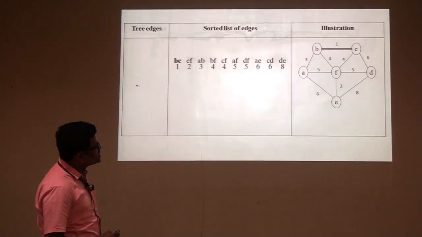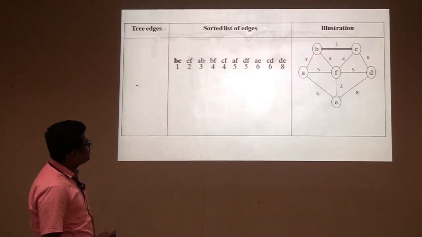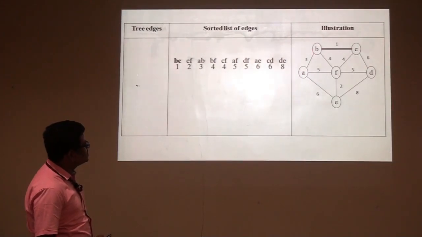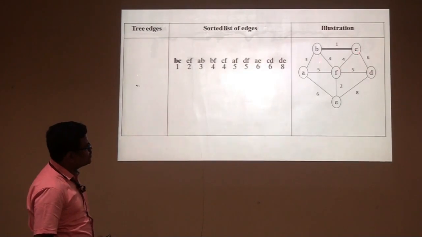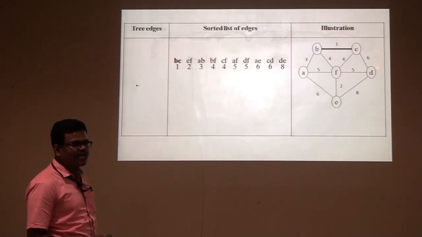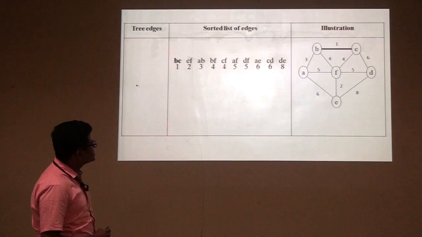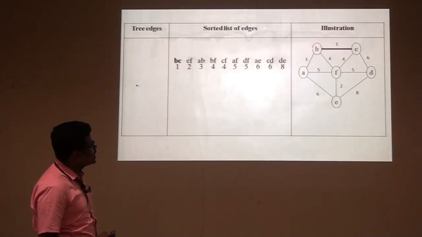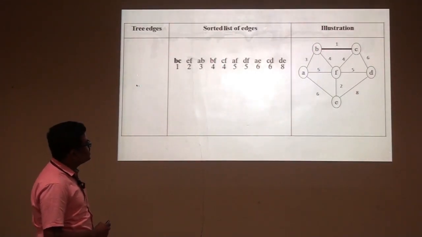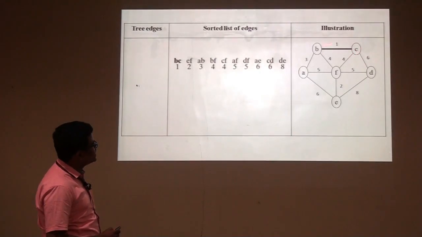The next minimum cost is 3. It is from A to B. So A to B is formed with a minimum cost of 3. Next the minimum cost is B to F and C to F. Both have the same value of 4. So we write first the one whose node comes first alphabetically, B to F, and then C to F.